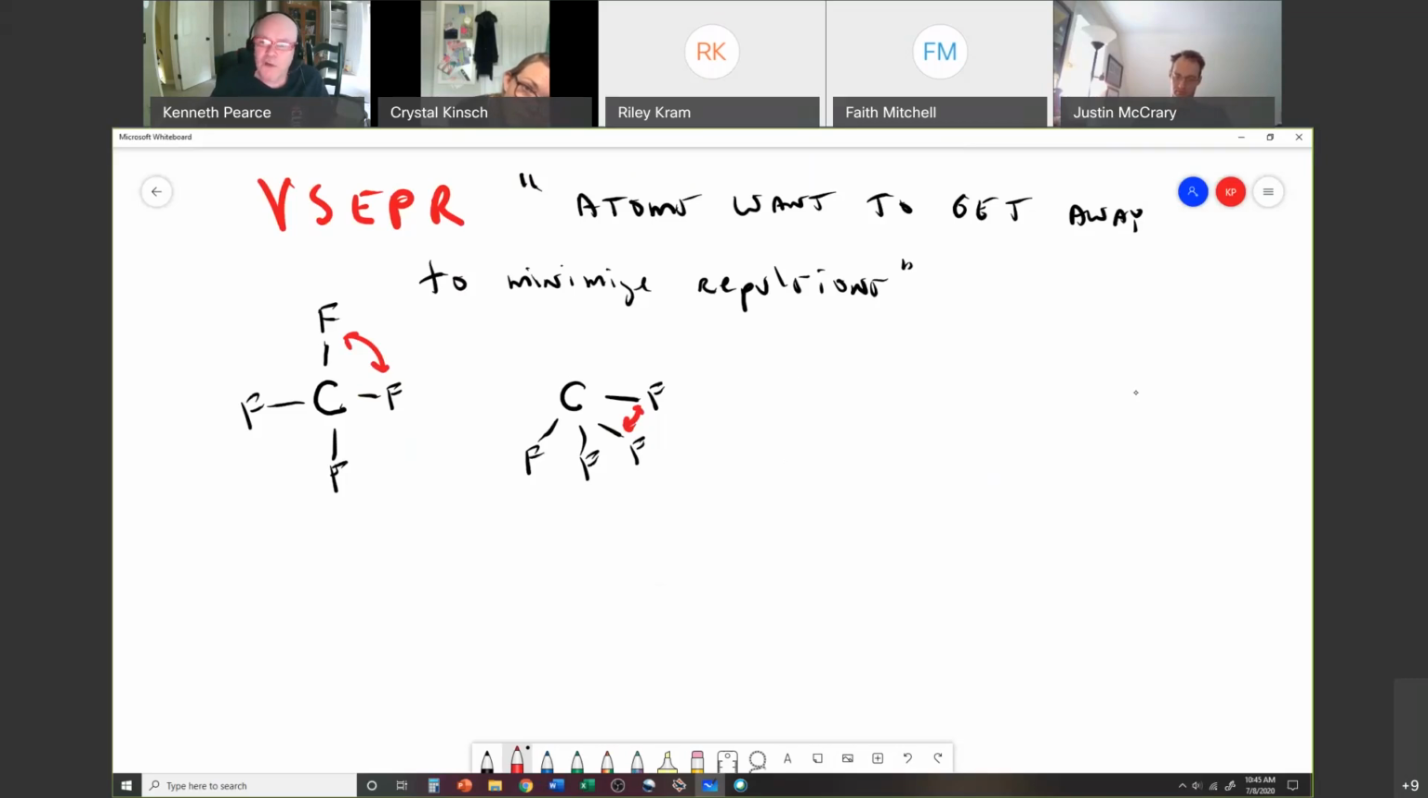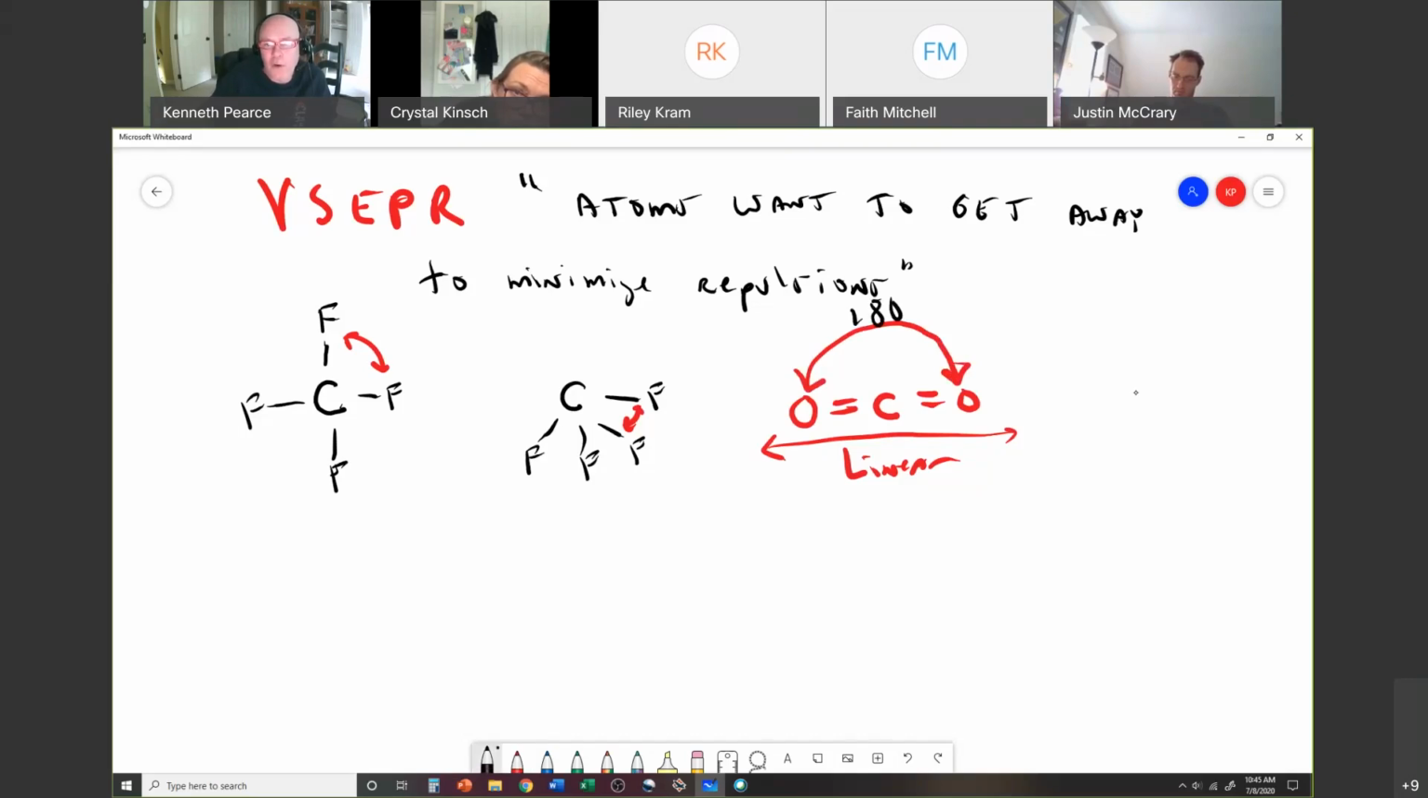Okay, so if you were to take something like carbon dioxide, for instance, well, it's this shape right here. This is linear, because it looks like a line. All right, but look at this. What's the bond angle between here and here? Between there and there is 180 degrees.